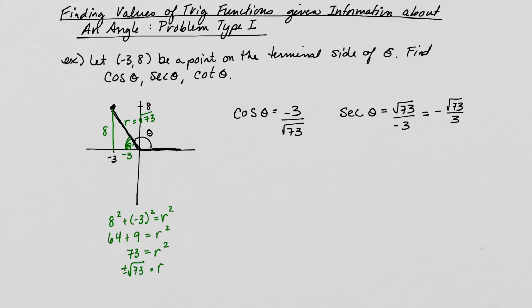And then we need the cotangent. Remember, cotangent of theta is the adjacent over the opposite. So in this case, that's going to be -3 over 8. So we're talking about -3 over 8. Not too bad there. We'll do one more here. Let me go to the next page.